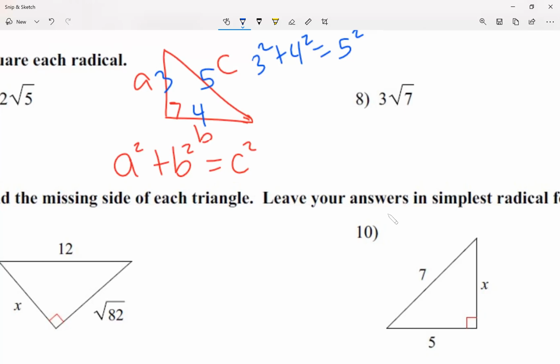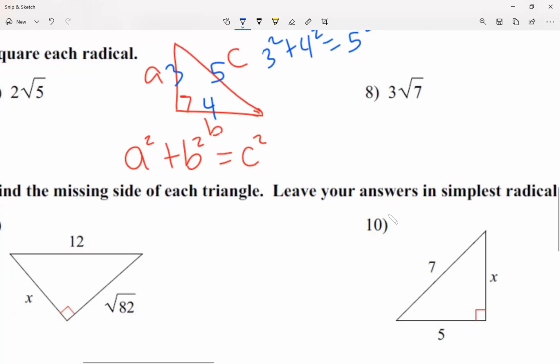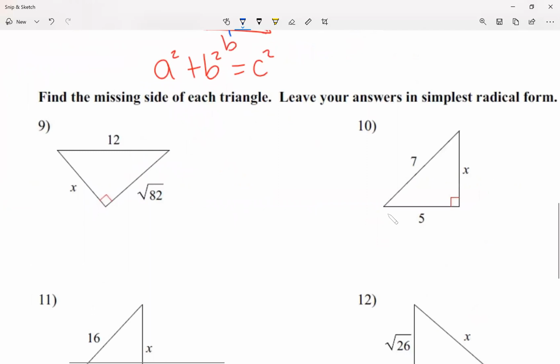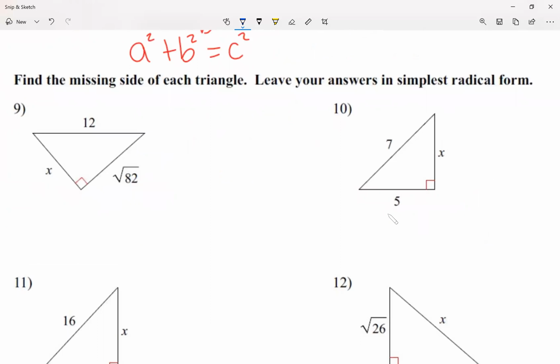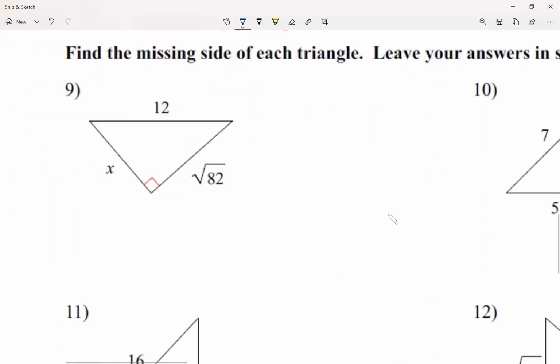Now, let's take a look. Like I said, that happens only in the 90-degree corner. So here, find the missing side of each triangle. Leave your answers in simplest radical form. We learned how to simplify radicals, so actually we're going to use this. So the way I'm going to label my sides, the side that is farthest away from the 90-degree corner, I'm going to call that C. And the other ones I'm going to call A and B, okay? Remember, the one farthest away from the 90-degree corner, the biggest side, is my C, the hypotenuse.